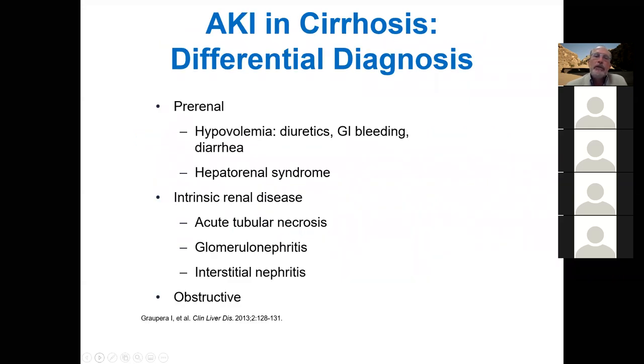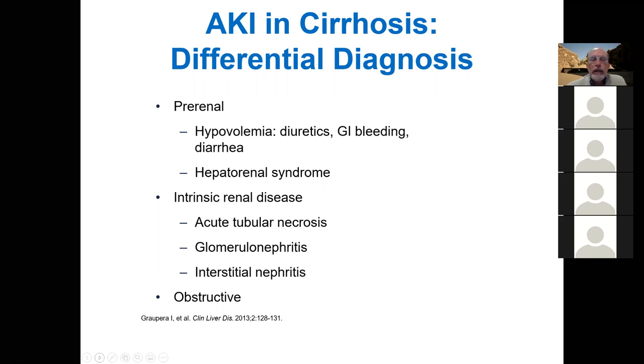AKI in the setting of cirrhosis: do orthostatics, look for hypovolemia. It could be induced by diuretics, GI bleeding, or diarrhea. And here's a problem: you give people lactulose, they get diarrhea, they become hypovolemic, they get AKI, and they get encephalopathic. Actually, you make the encephalopathy worse with lactulose. Or they can have hepatorenal syndrome if you've ruled out nonsteroidals and antibiotics that may be nephrotoxic.